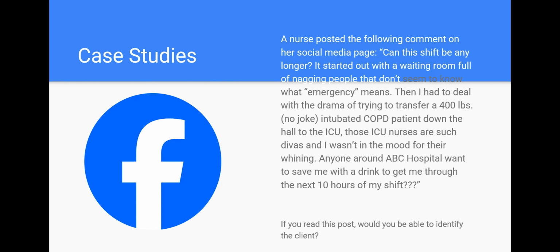What is wrong with this picture? Can you identify who the patient is? The answer is yes. At ABC Hospital, 400 pounds, COPD, intubated, and in the ICU. There are 5 pieces of information that directly identify that patient. Their privacy has been compromised.